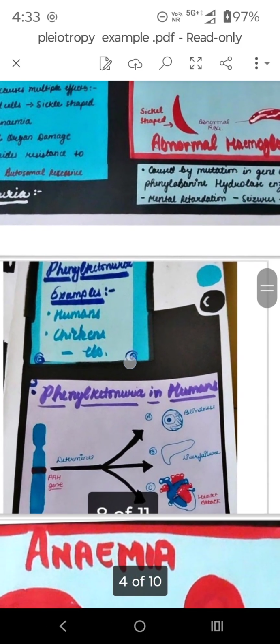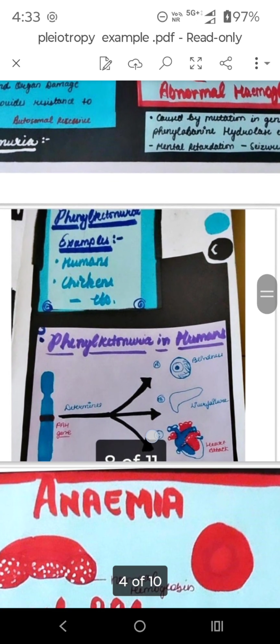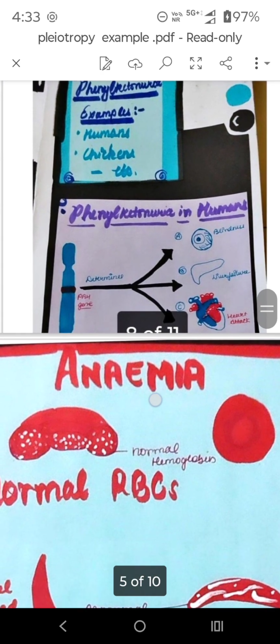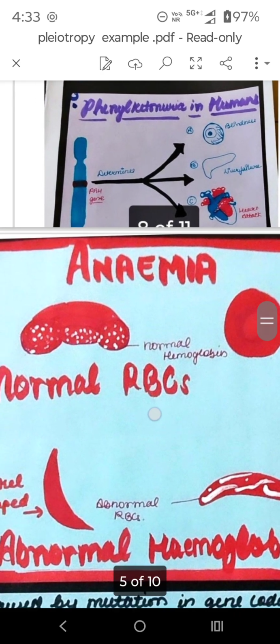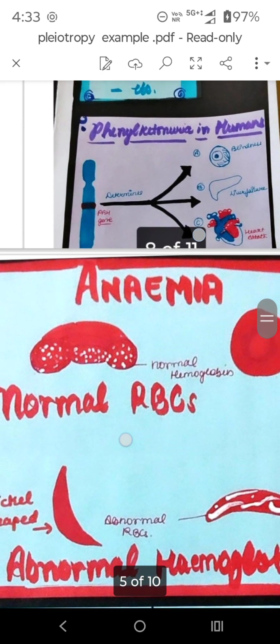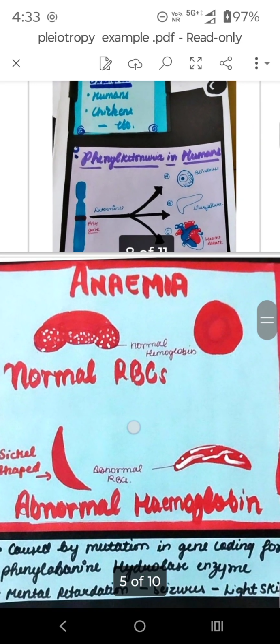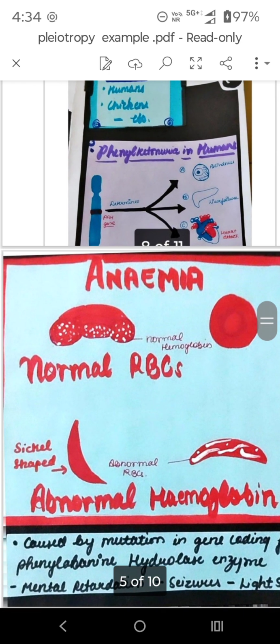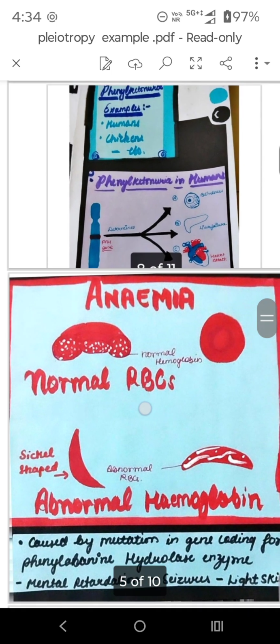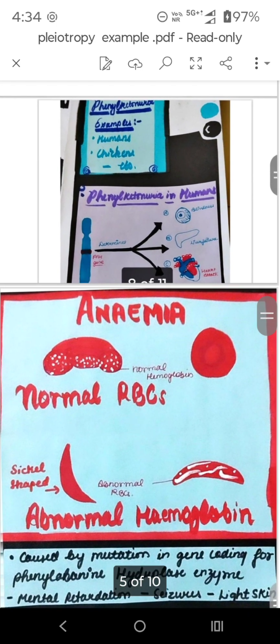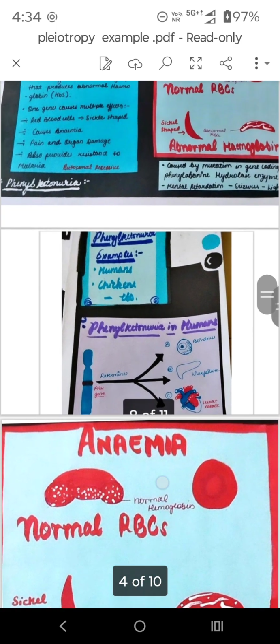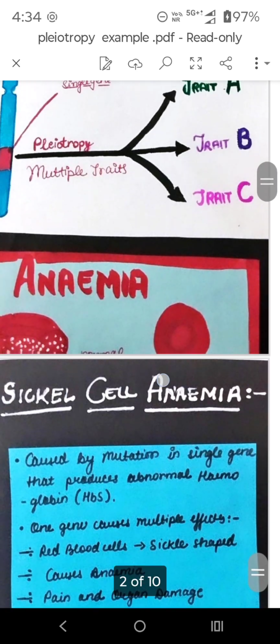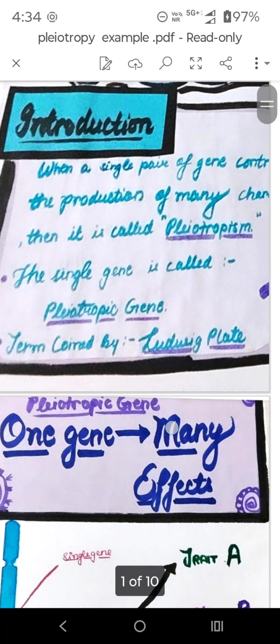So this is the example of phenylketonuria and sickle cell. You can give these with the help of diagrams, showing the effect of a single gene on multiple characters, or that there are many symptoms from the change or mutation of one gene. So these are the examples of pleiotropy.